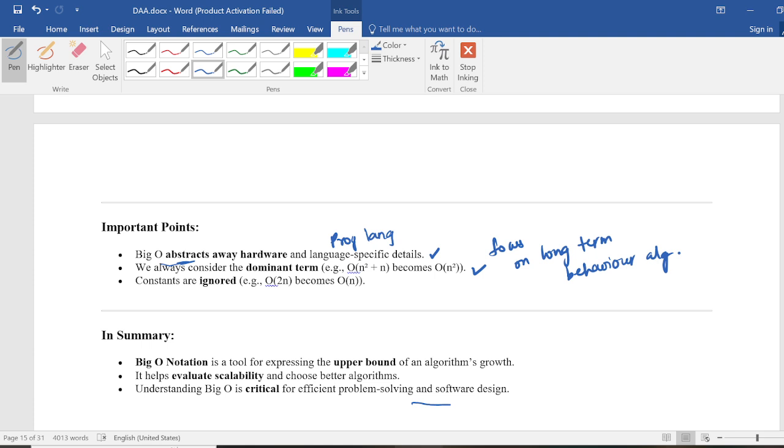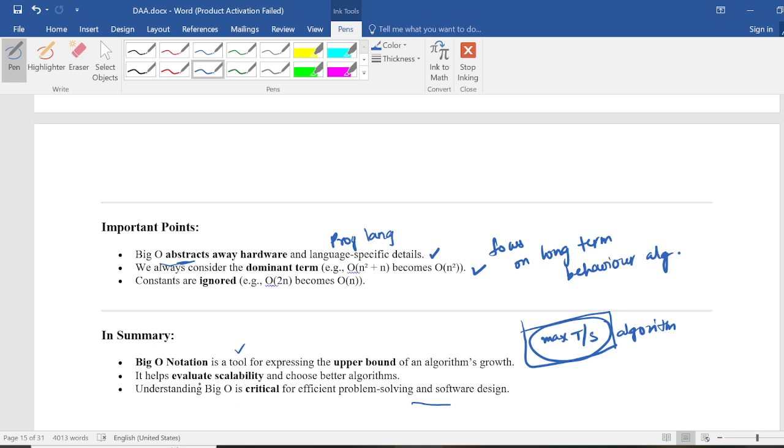To sum up, big O notation helps us describe the worst case performance of the algorithm, because it binds the upper limit of the maximum time or space taken by the algorithm, as we have already discussed in the definition. So it describes the worst case performance of the algorithm.